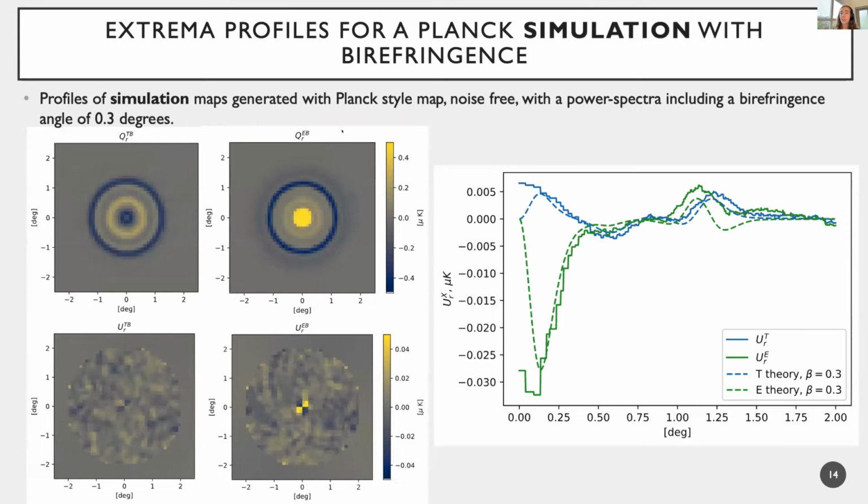birefringence. This is another simulation. I've taken a Planck-style map. It's noise free, so I haven't added any noise to it, but I have generated it using a birefringence angle of 0.3 degrees. And as you can see, when you do all of the stacking on all the extrema, you get Q signals that look like this. So they're higher signal, but hard to constrain. And these quadrupolar patterns in the U map are just a pixelization effect. They're not real, and they get averaged out in the azimuthal radial profile as well. And you can see that the stacking approach mimics what the theory predicts fairly well.